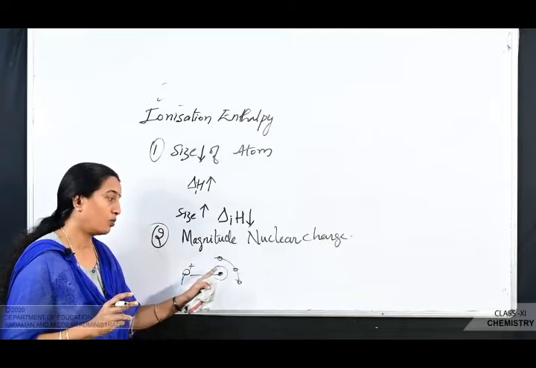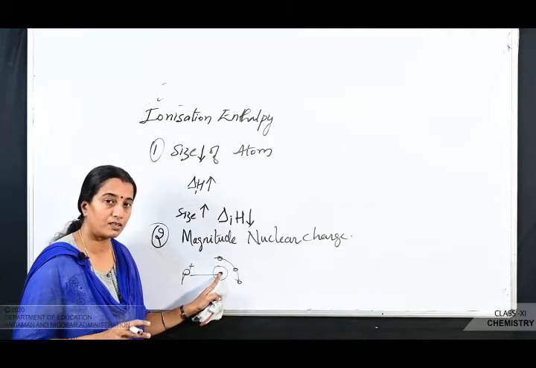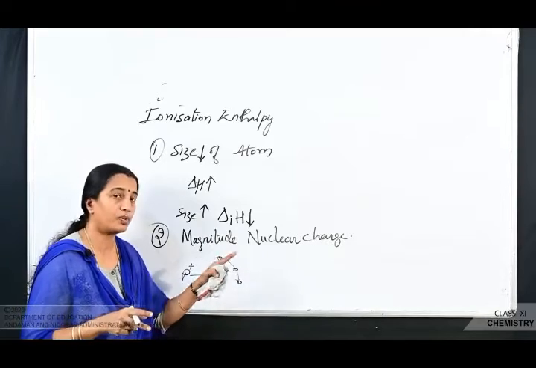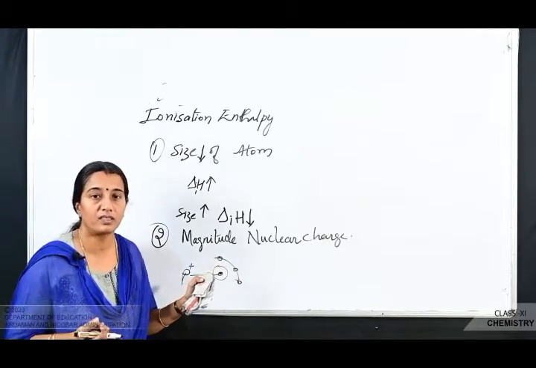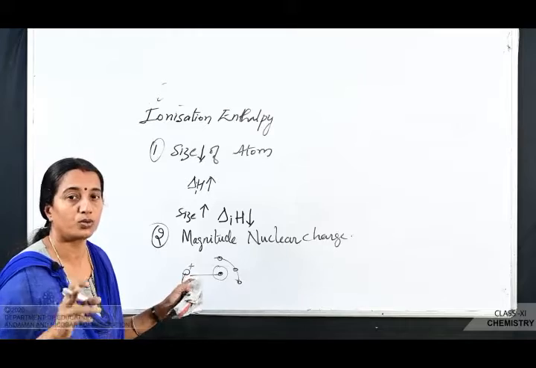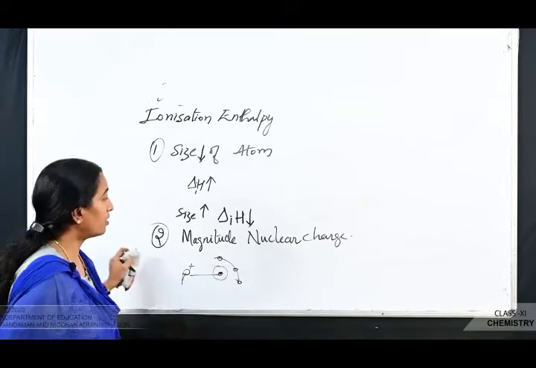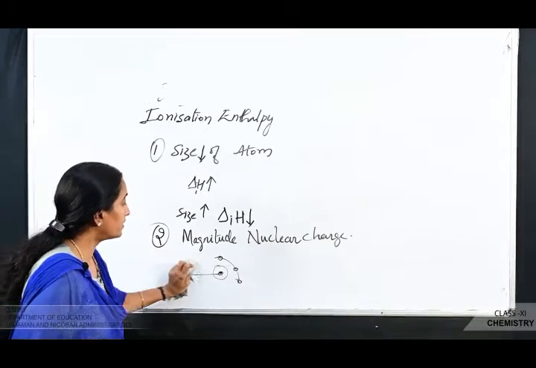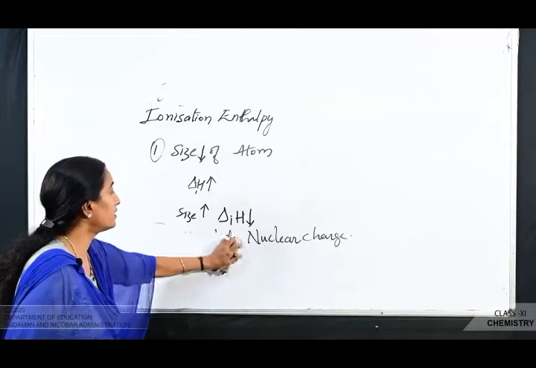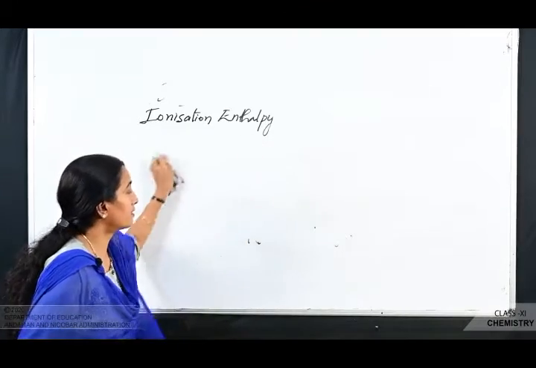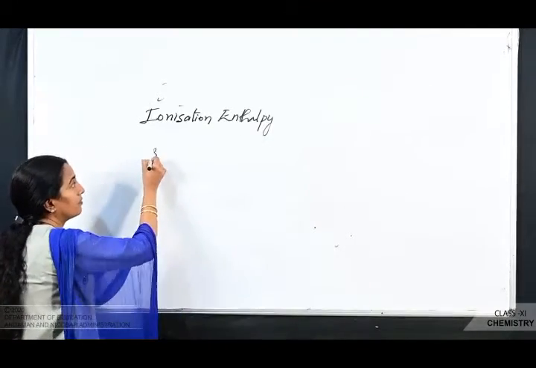So remember, when the nuclear charge increases and the electron is being added in the same principal energy level, what will happen? The pull will increase. The pull will increase means the ionization enthalpy will also increase. That means more energy is required to remove the electron. Okay, now this is the second factor. Now see the third, that is the screening effect. The third factor, screening.